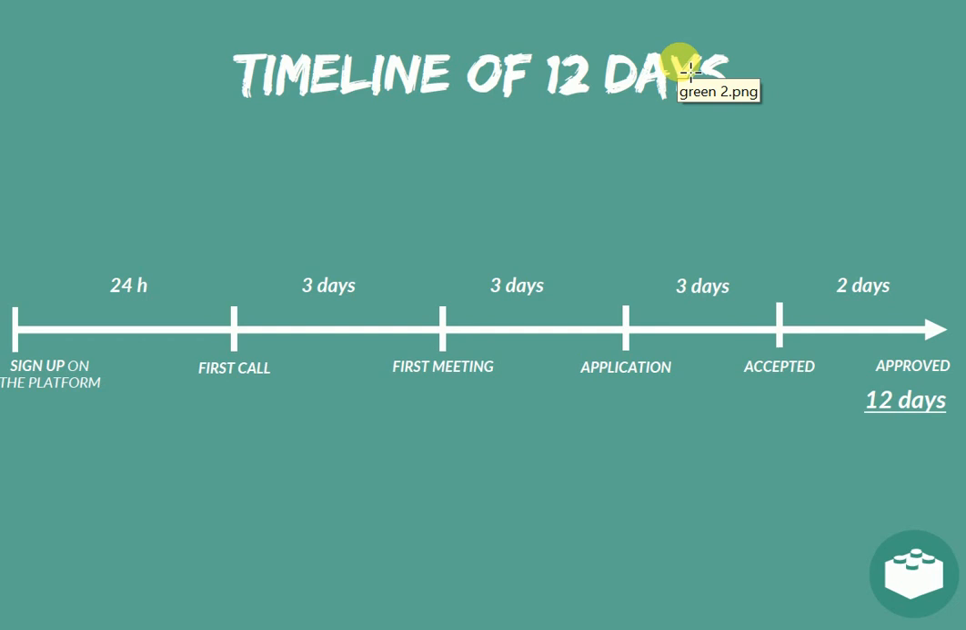Then, this is basically the timeline of 12 days. We want to process all people from sign up to approve in less than 12 days. So remember, from sign up to first call is less than 24 hours. From first call to first meeting is less than 3 days. From first meeting to application, to apply to a project, is 3 days. From application to accept, 3 days, and from accept to approve, that is all the payment and contract, is less than 2 days maximum, for a total of a 12 day process.